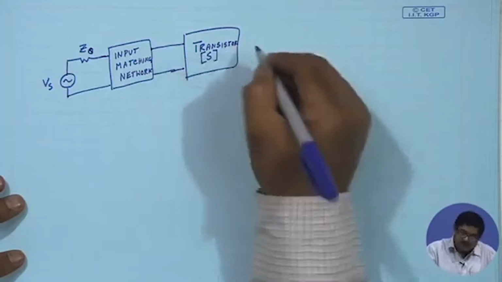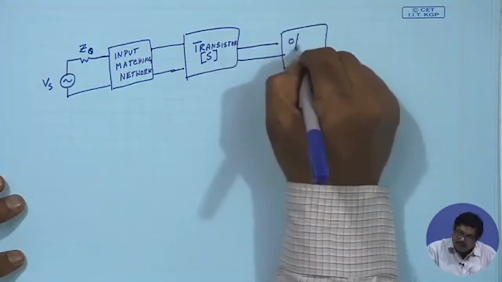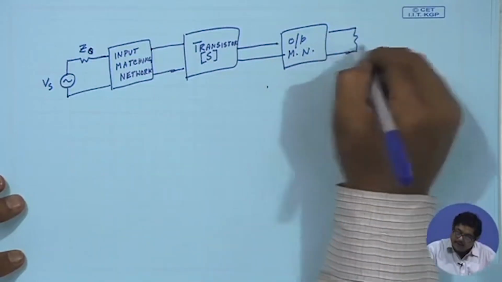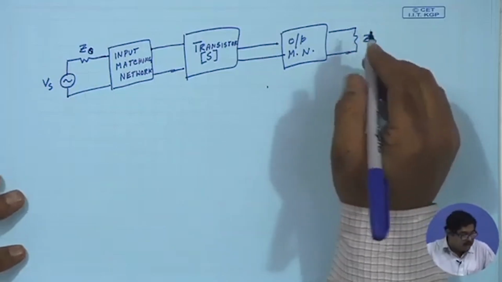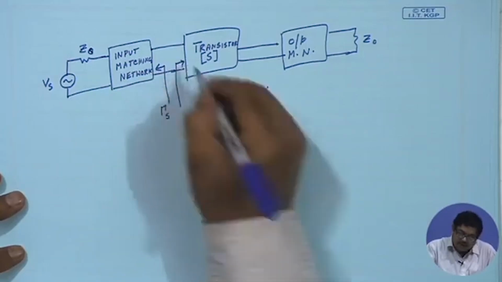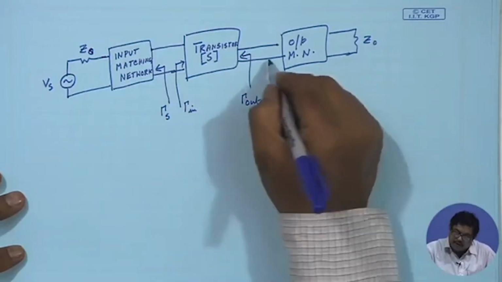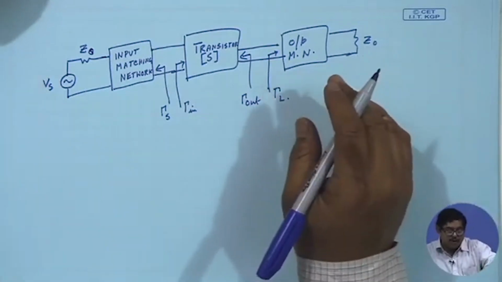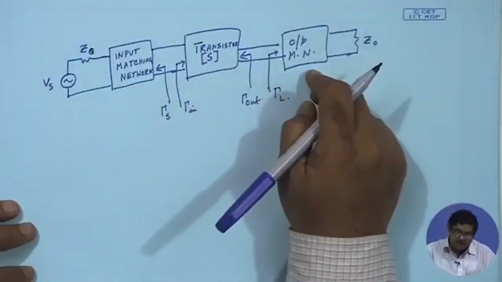S, and then I have this. There also will be an output matching network, and due to this output matching network, instead of ZL I will say that I will terminate by Z0. Here I will have gamma S, here I will have gamma in, here I will have gamma out, and here I will have gamma L. So, these two are equivalent things. Here I had ZS, ZL, etc., but with input matching network and output matching network I can do it.